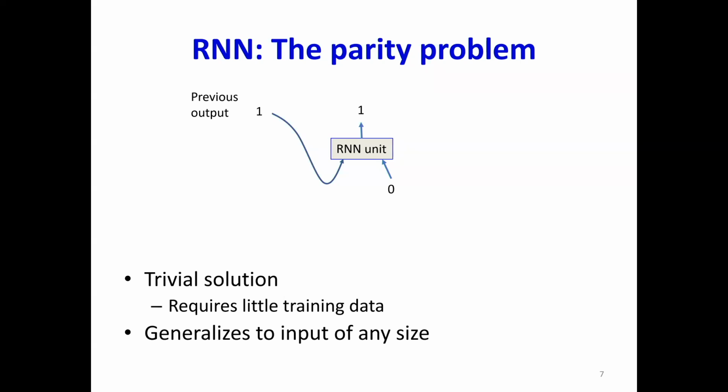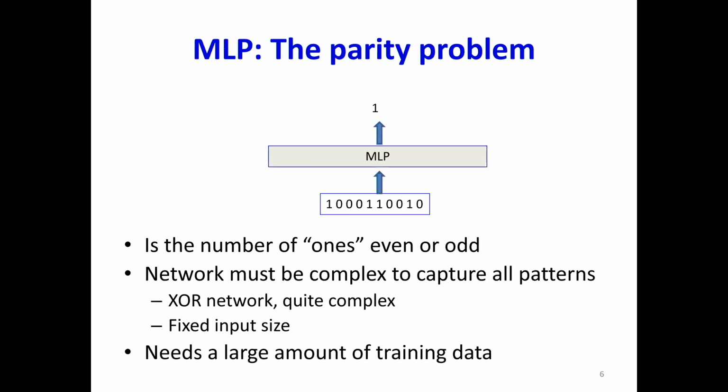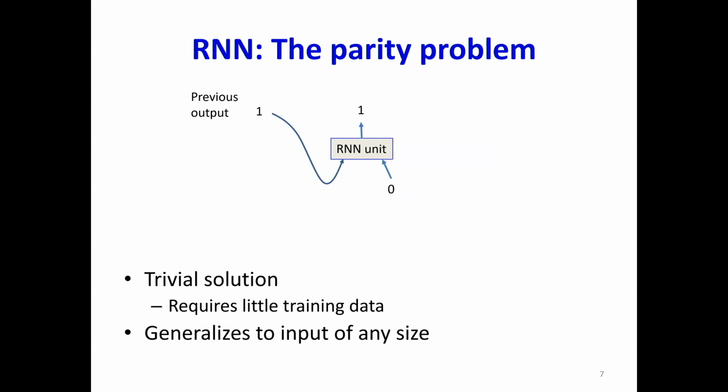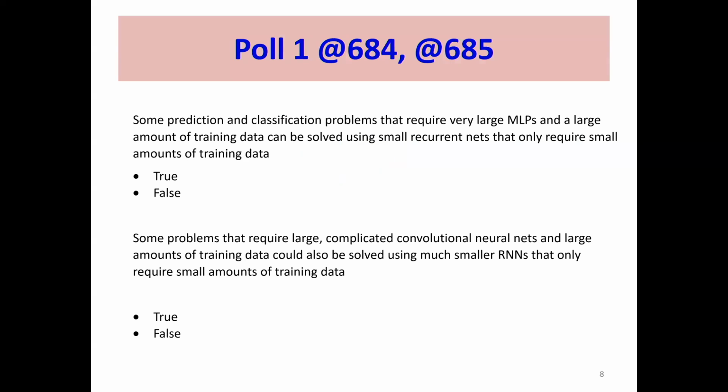And here's the other thing. This network, if I train this network to compute the parity correctly for n-bit numbers, I cannot use it for n plus 1 bit numbers. This guy is arbitrarily sized. So you can, the point is this.